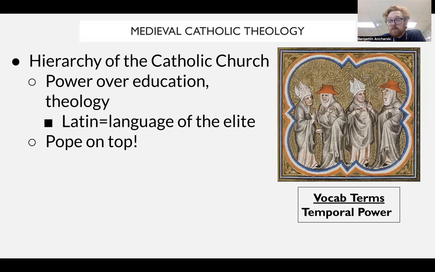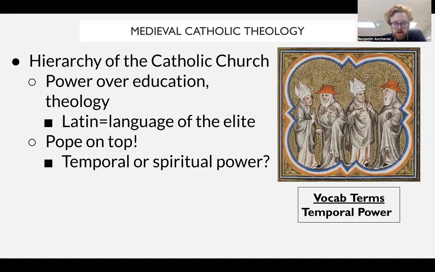The Pope is the one deciding Catholic theology and has a lot of power over determining what exactly Christians are supposed to believe in. But there's going to be a controversy that will emerge by the end of the Middle Ages, one we've danced around the edges of, and that's a question of what power the Pope actually has. Does the Pope only have power on earth, temporal power, or does the Pope have a direct say in where people end up in the afterlife? And that is spiritual power.